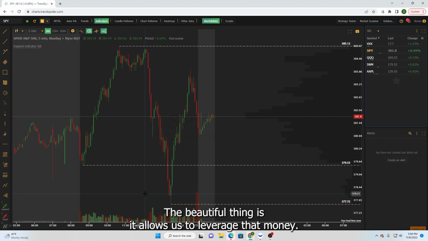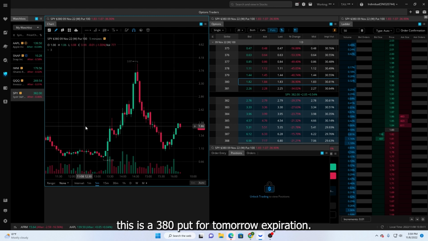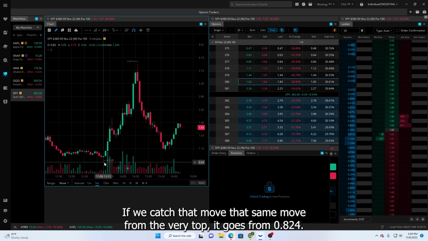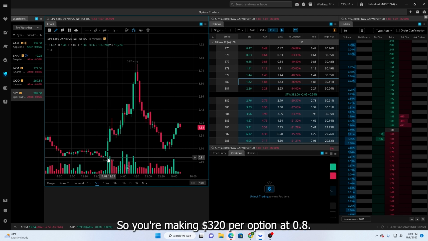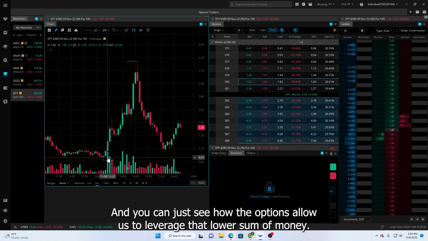With options, the beautiful thing is it allows us to leverage that money. We'll flip over here. This is just Webull. This is a 380 put for tomorrow's expiration. If we catch that same move from the very top, it goes from 0.8 to 4, so you're making $320 per option. At 0.8, that's a pretty good premium to buy in at, very good risk to reward there as well. And you can just see how options allow us to leverage that lower sum of money.